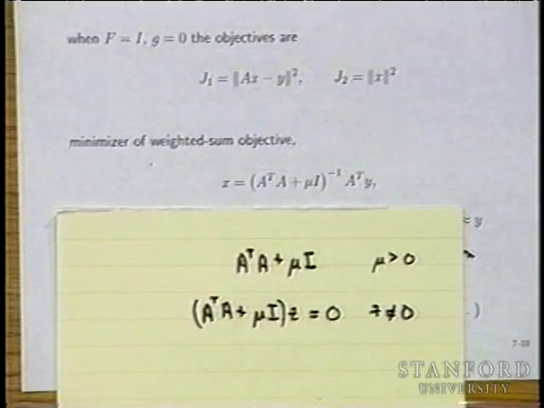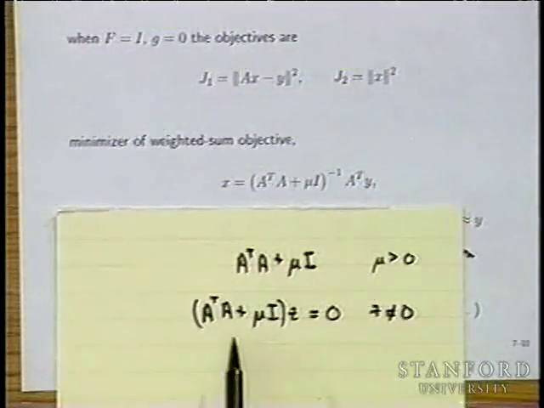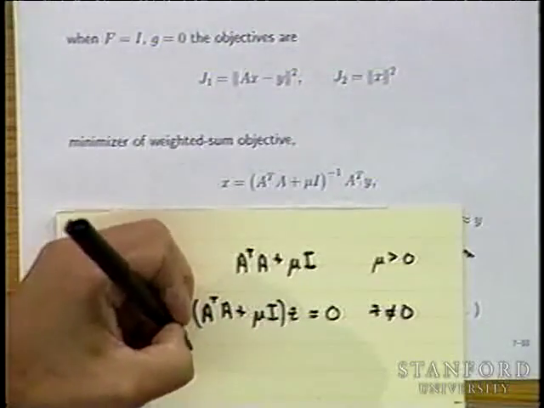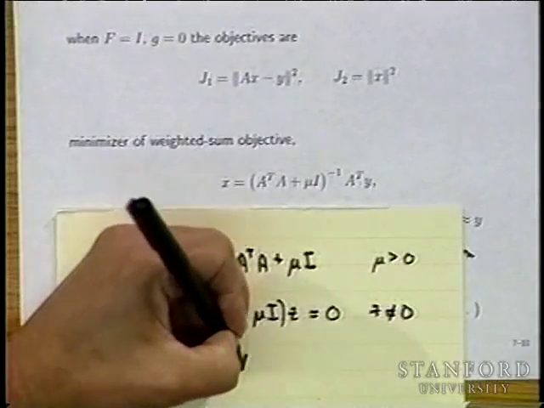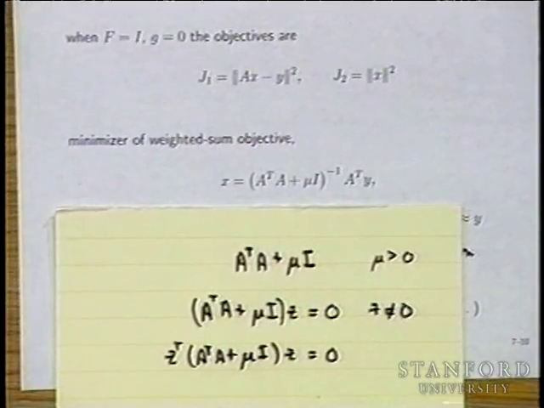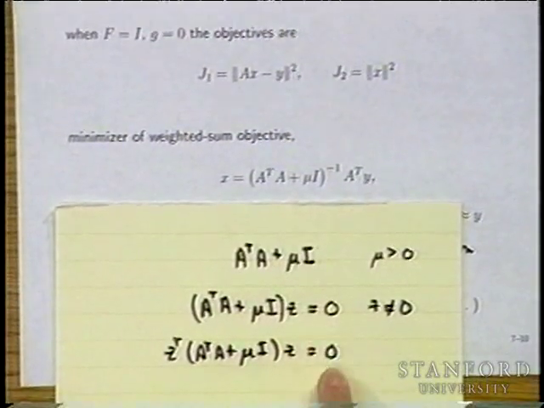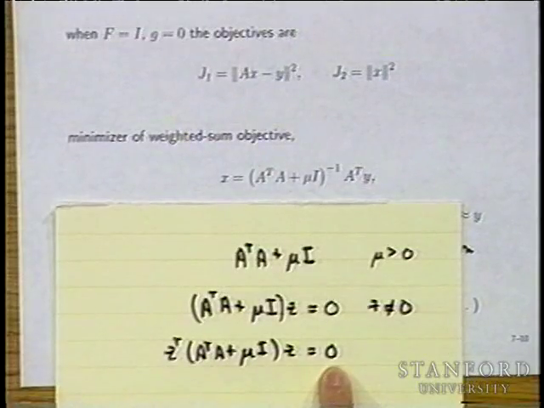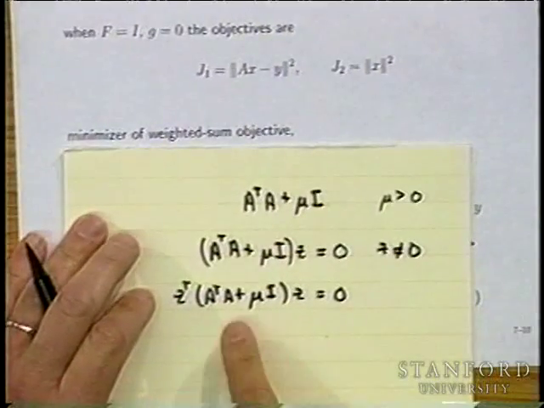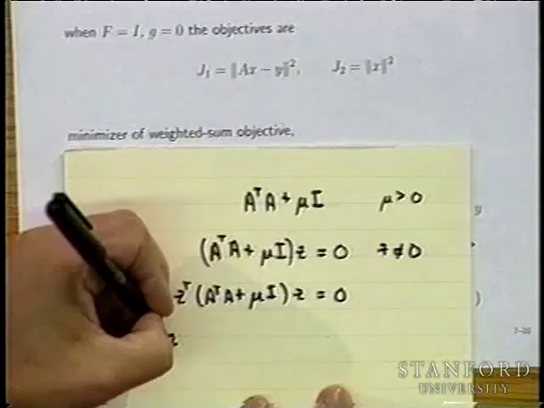All right. Well, let's do something here. If this is the case, I'm going to multiply that equation on the left by A transpose, and I'm going to write this down. Well, that's surely 0, and that's 0. This is the 0 vector. That's 0 number. Why? Because z transpose times the 0 vector is 0, obviously. Okay. Now I'm going to take this and expand it.